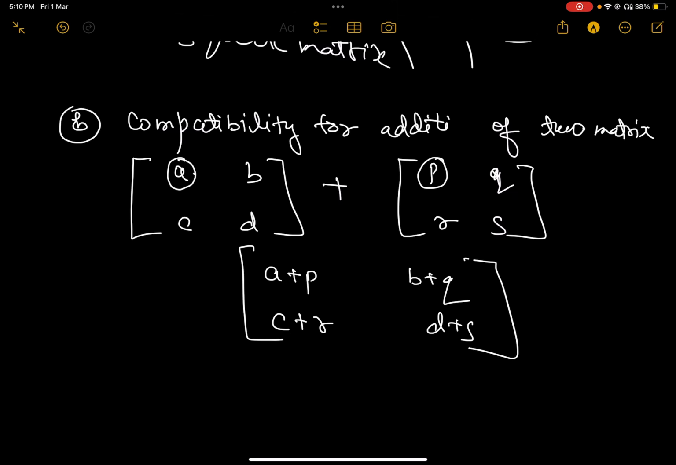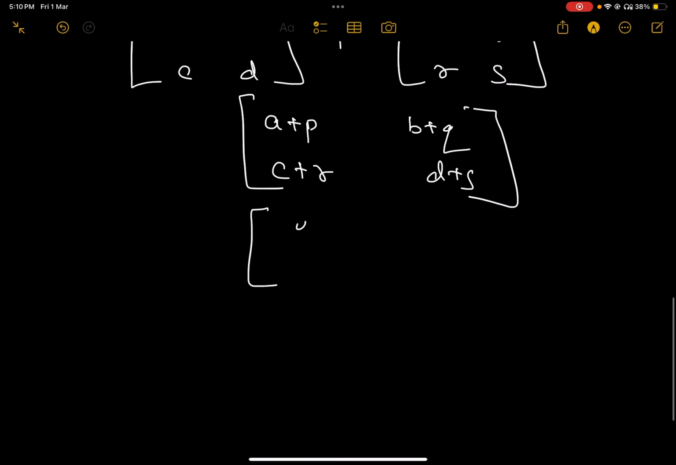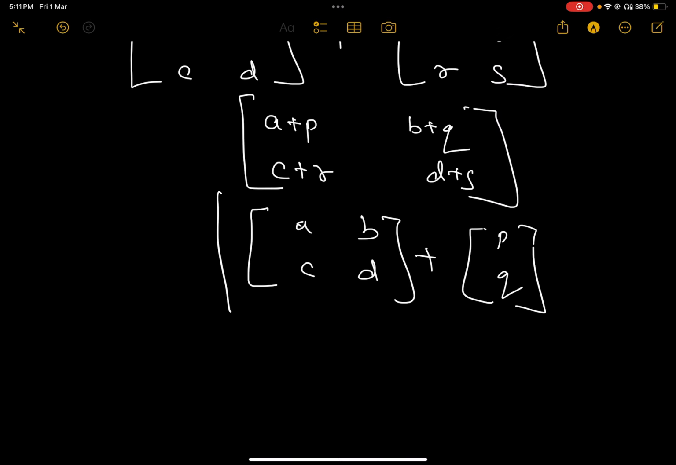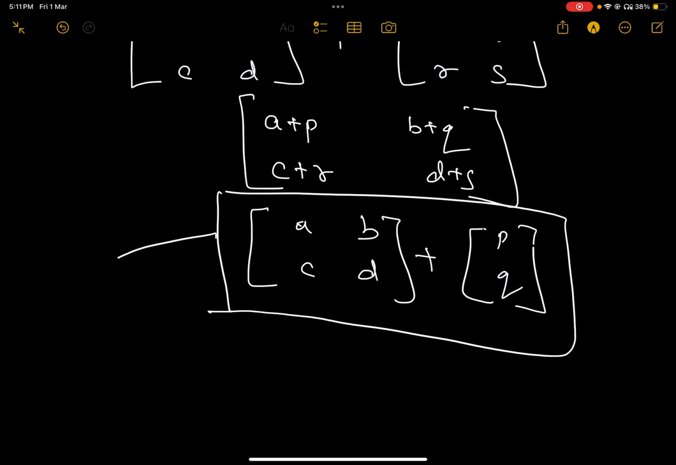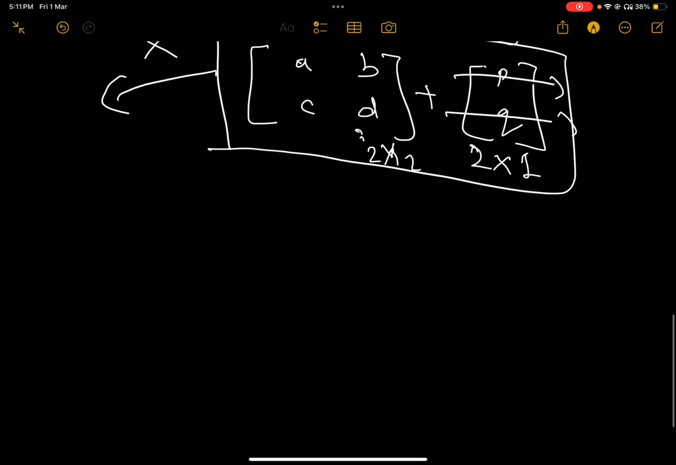Can we add these two matrices, A, B, C, D plus P, Q? Where will you add this? These matrices are not compatible for addition because their order is different. It is 2 cross 2 and it is 2 cross 1. So two matrices can only be added when their orders are the same.